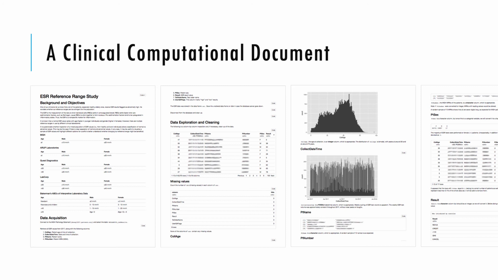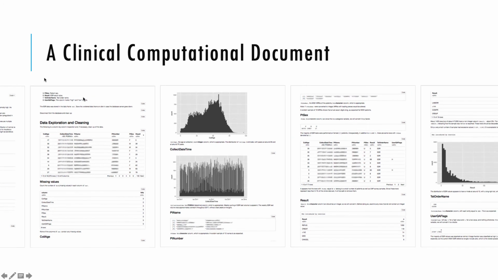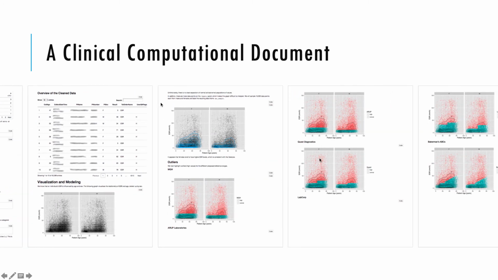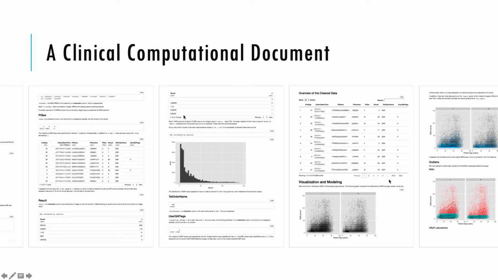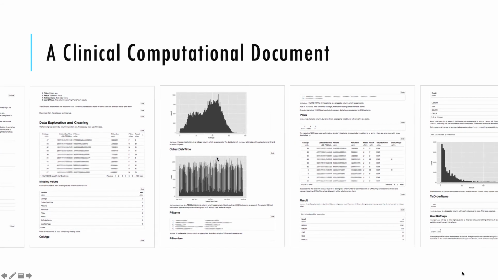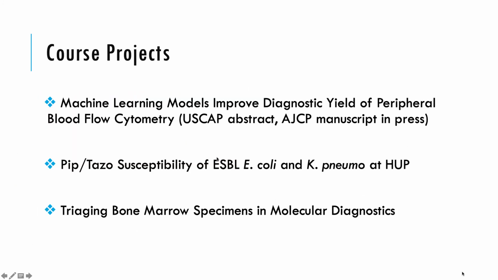And here's an example of such a report that examines the reference ranges of ESR tests based on a sample of tests run at Penn. You can see there's some pretty graphs with colors. And this is a completely reproducible, self-contained document that starts with the raw data and spits out all these graphs at the end, which is kind of what we've been talking about throughout this session.